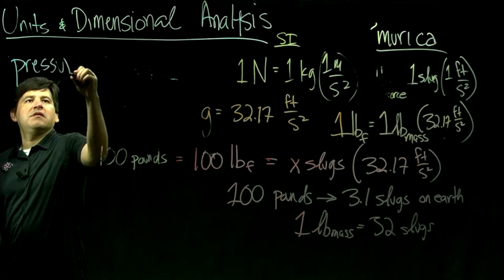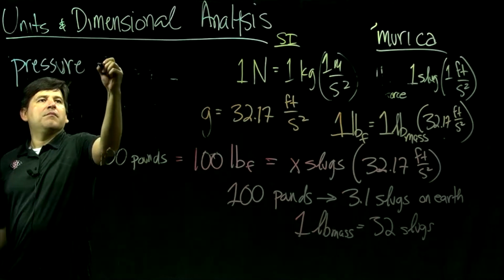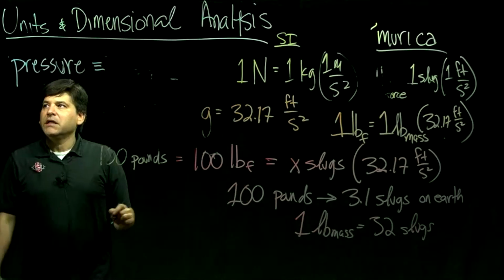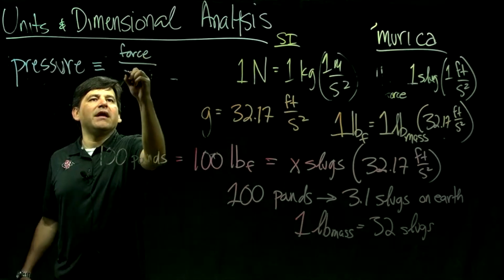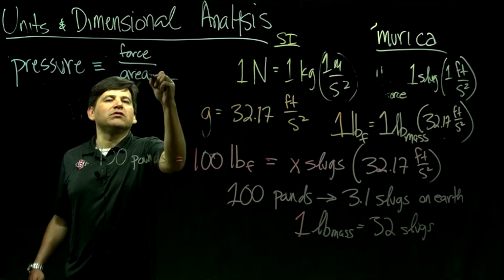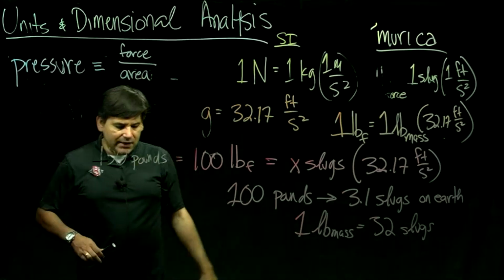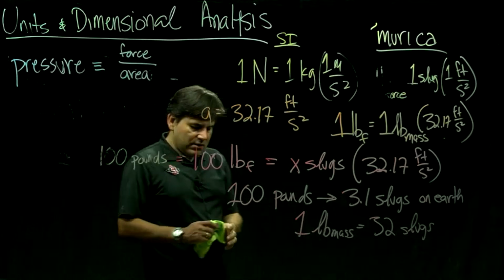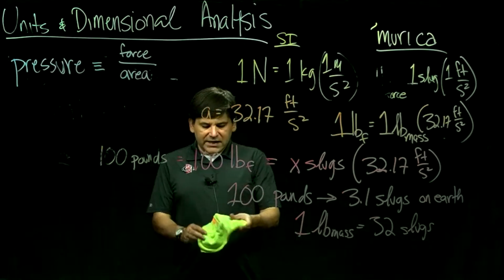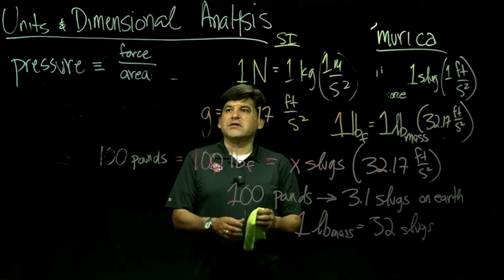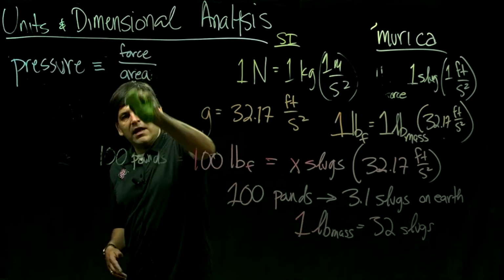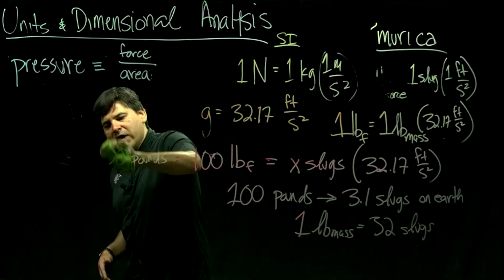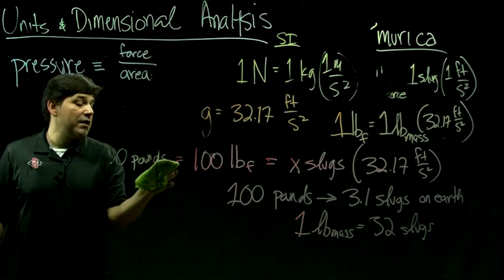Pressure, by definition, is force exerted per area on a surface, normal to the surface. And what comes out of the SI units is force in newtons per meter squared. That is the two SI units, newtons and meters.